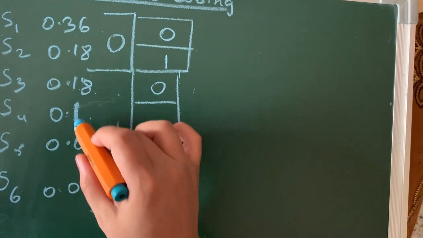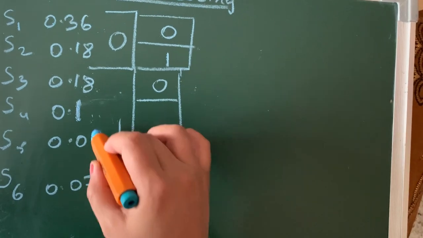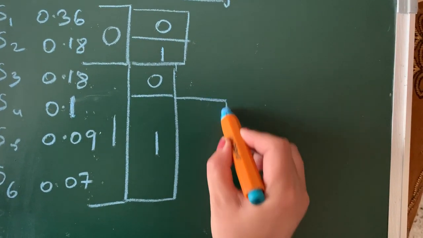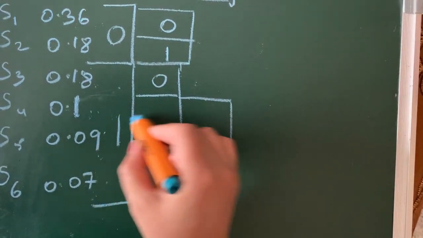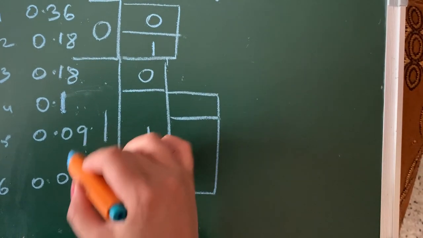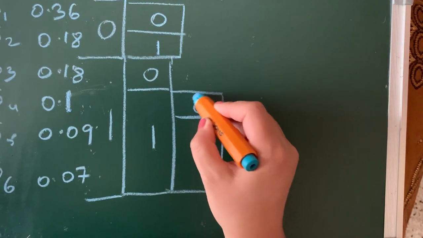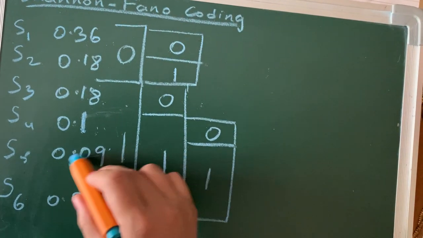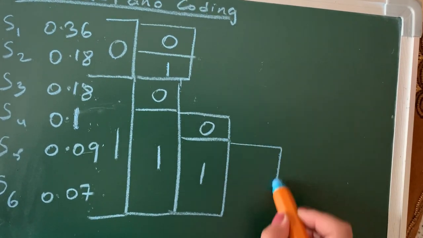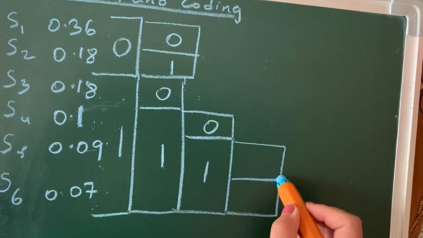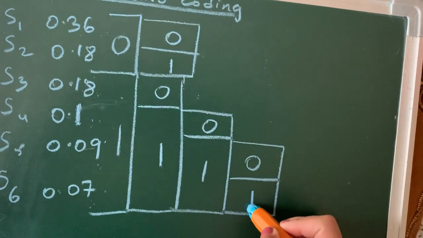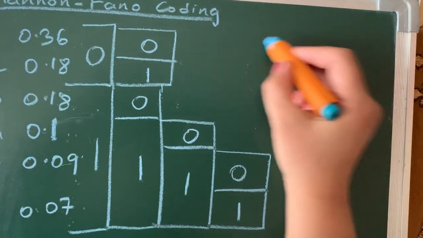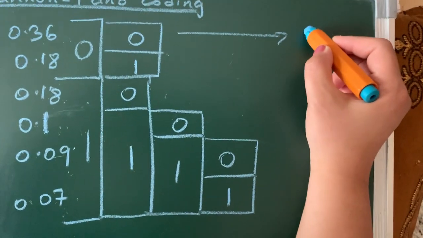Here there is no option but to divide them into two groups, where this symbol can be alone and these two can be grouped together. So I give a 0 here and a 1 here. Again, this group can be divided further, so I divide this and give it a 0 here and a 1 here. Now you can write the code for each symbol.